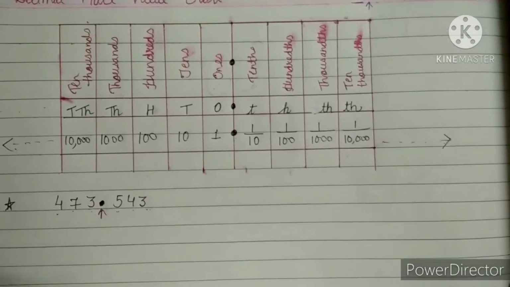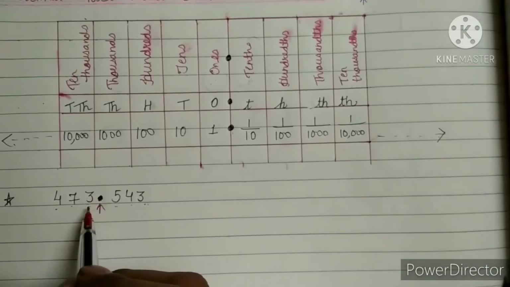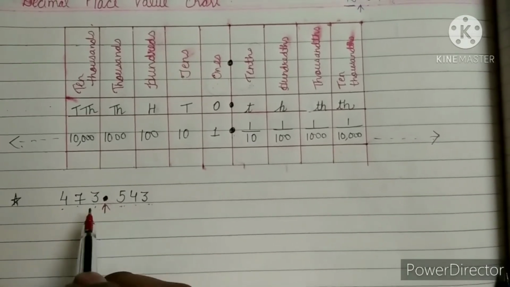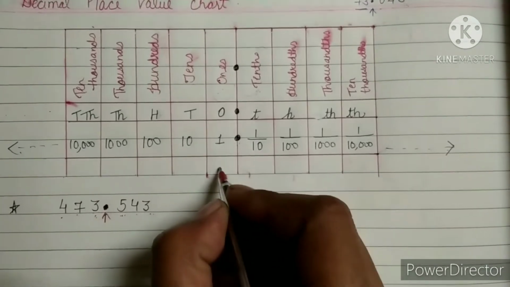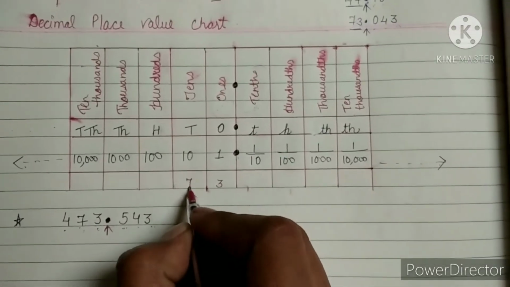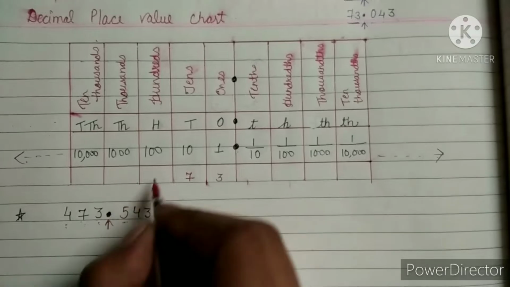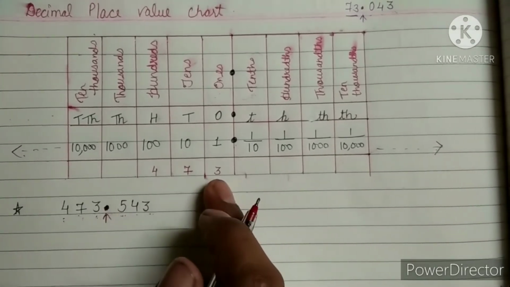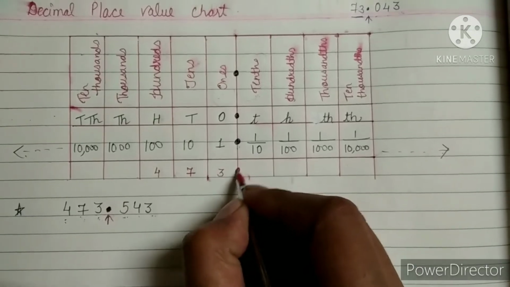Decimal always comes in between the ones and tenths places. So 3 is our ones, so 3 will come here. 7 is on the tens place, so 7 will come here. 4 is on the hundreds place, so it will come here. Now 4, 7, 3 completed. Here is our decimal.